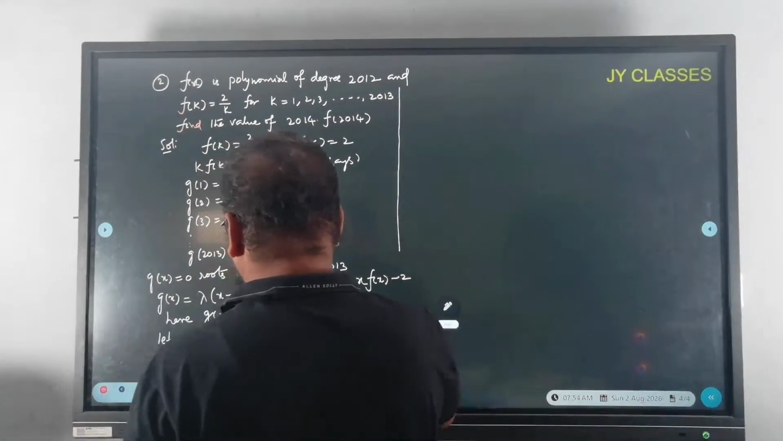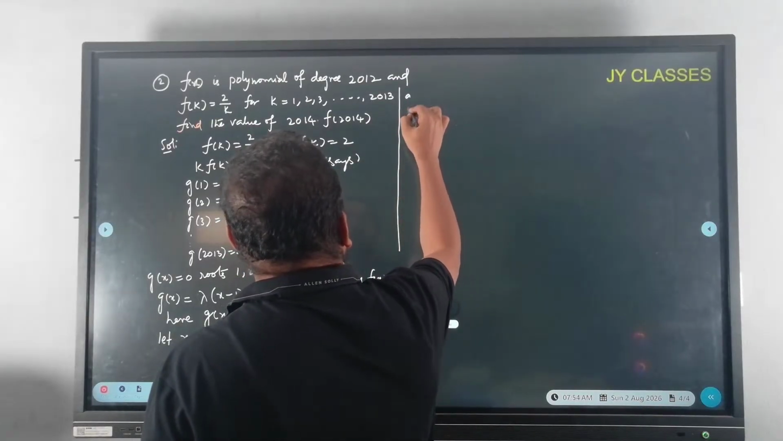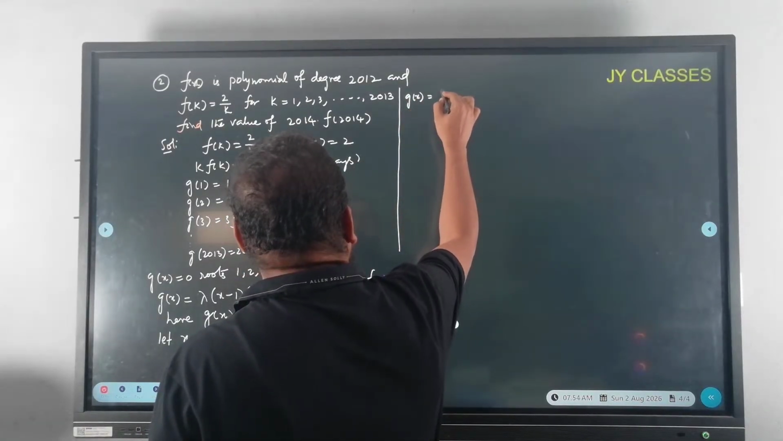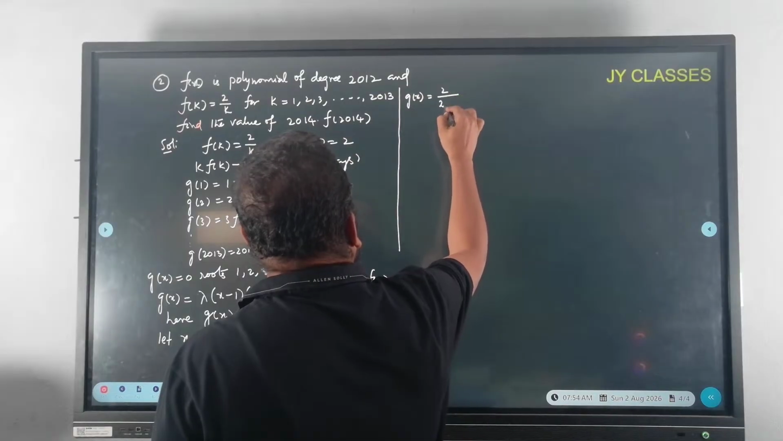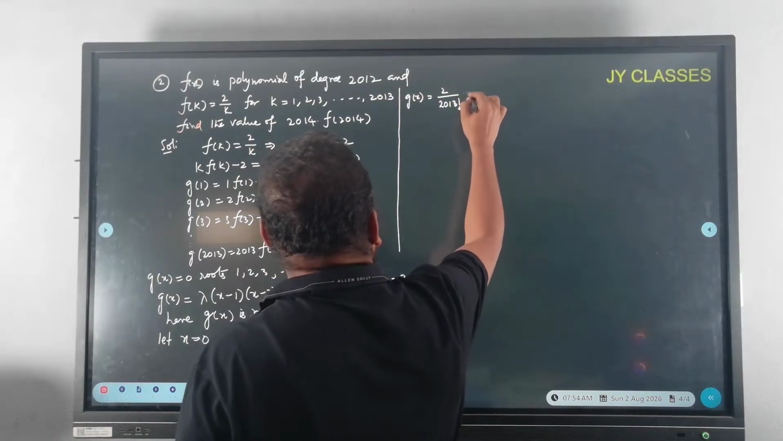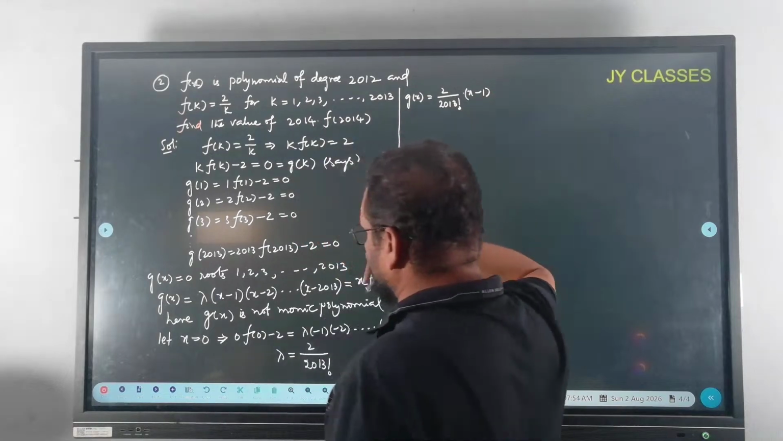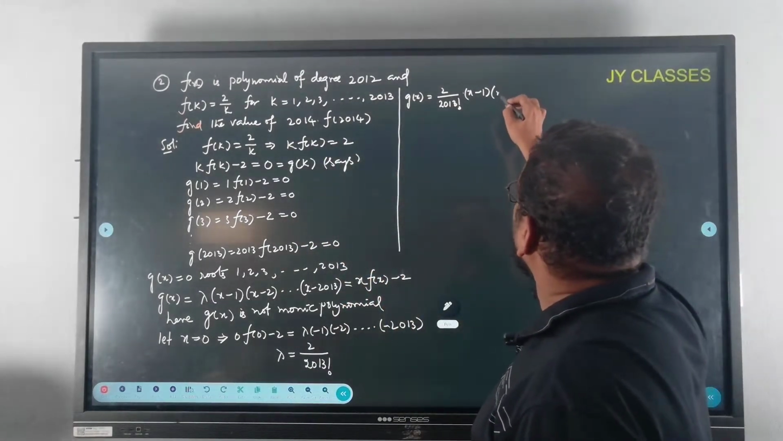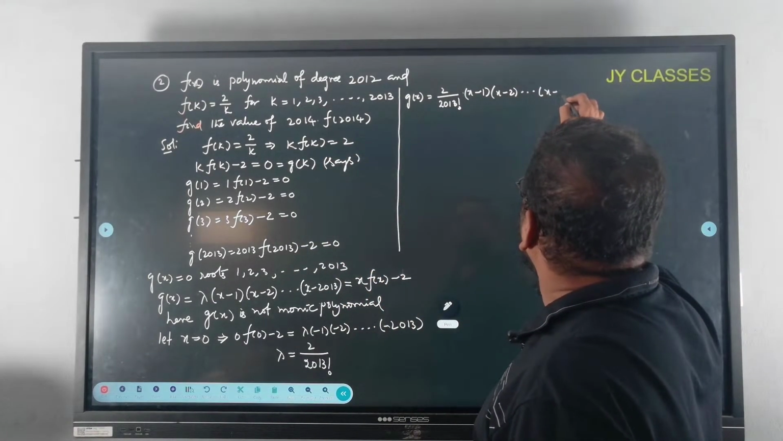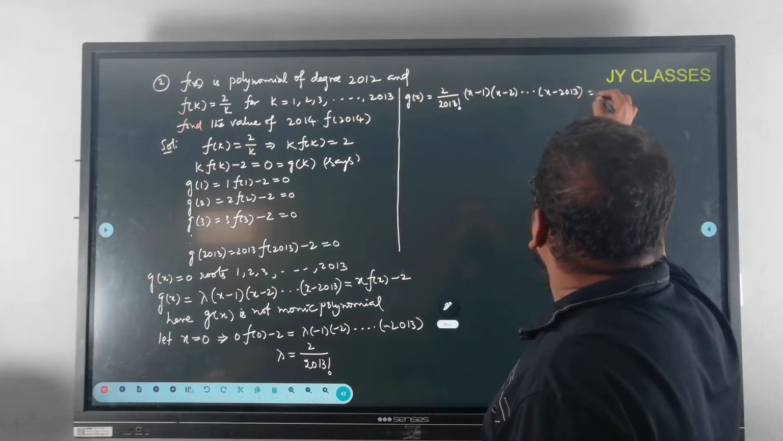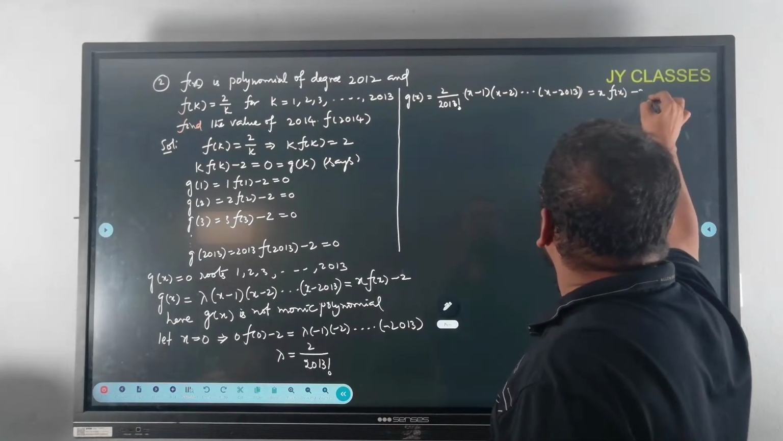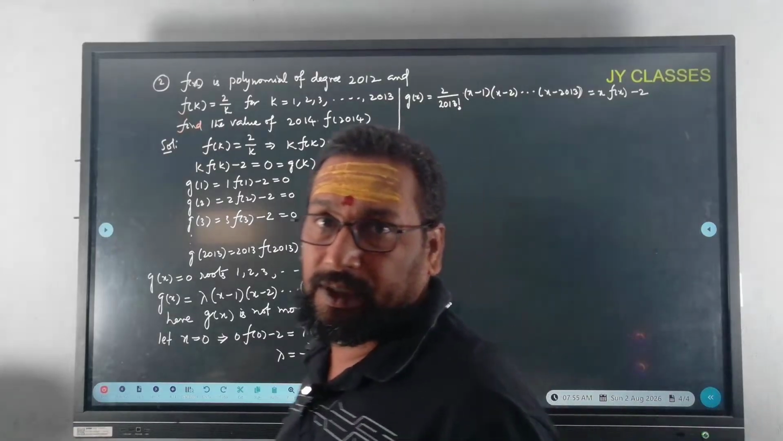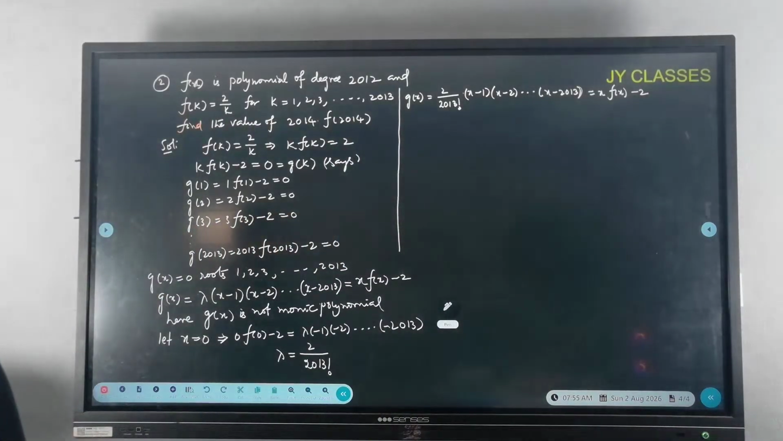So now that we have the lambda value, g of x is equal to 2 by 2013 factorial into, listen carefully, x minus 1 into x minus 2 and so on x minus 2013, is equal to x f of x minus 2. But what do we need? We need only f of x.